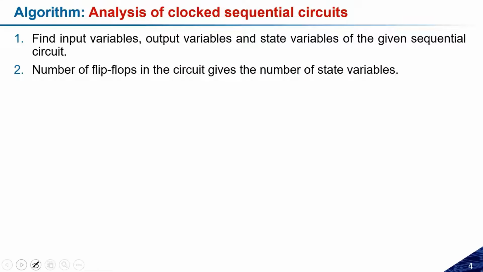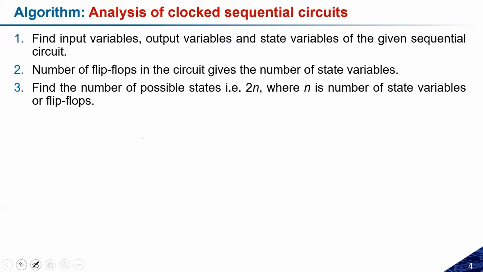Second point is you should also know the number of flip-flops that are given in the circuit, because the number of flip-flops decides how many state variables we can have. So you should have the information about how many flip-flops are there in the circuit. Third thing that you should know is the number of possible states, the total number of possible states that we can have. So this is an important thing that you should consider here.